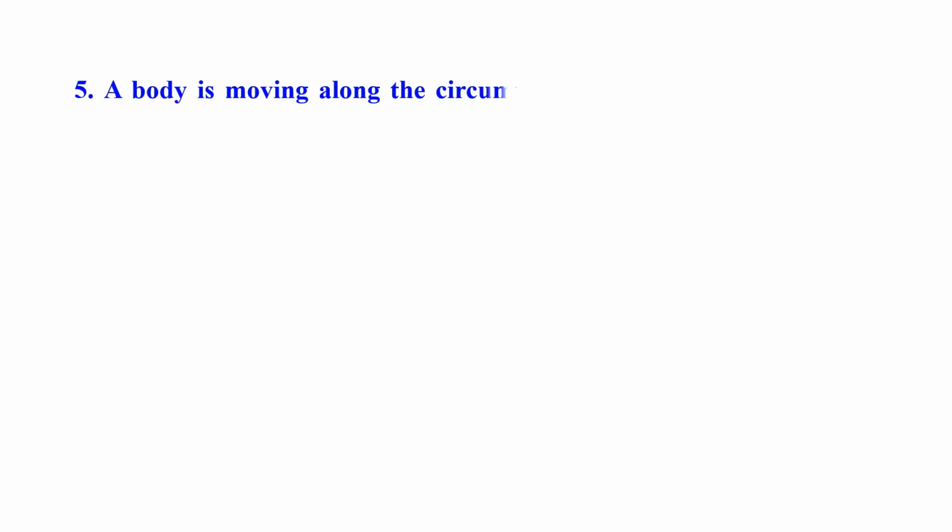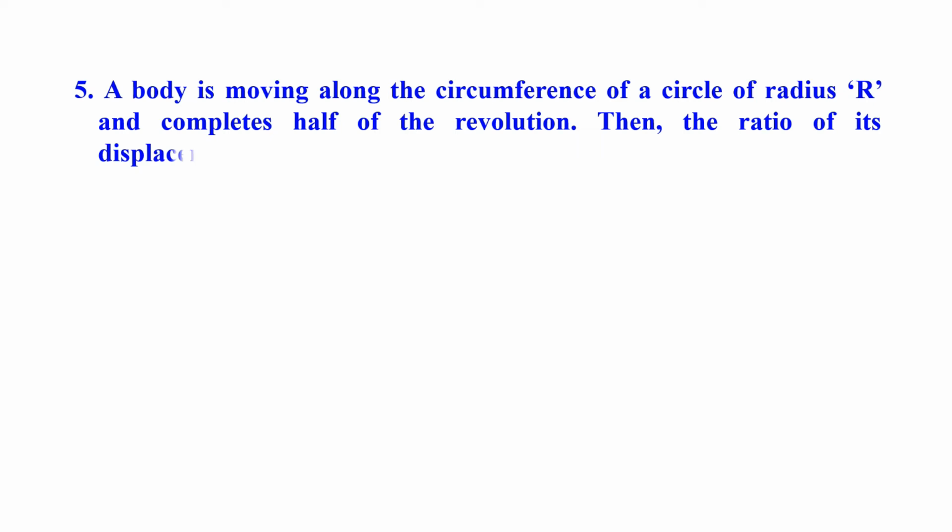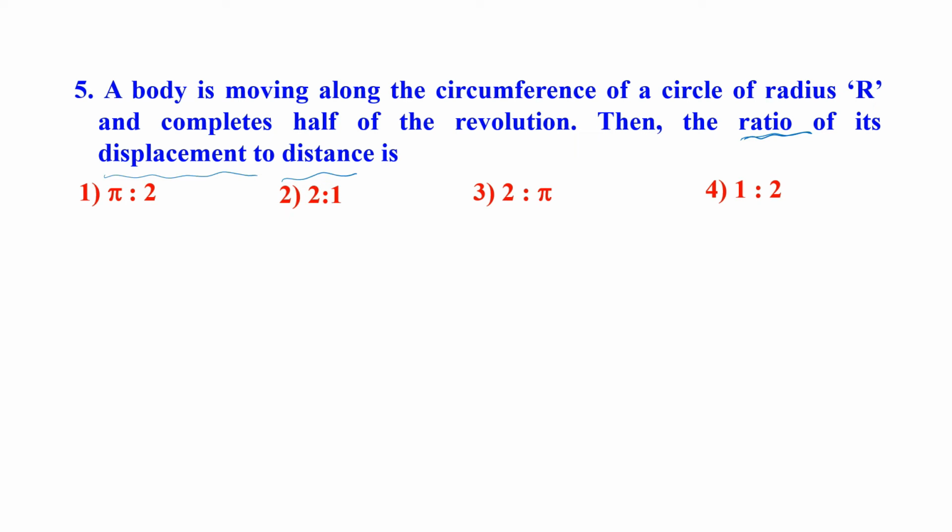Next, a body is moving along the circumference of a circle of radius r and completes half of the revolution, then the ratio of its displacement to distance is. Here radius is r and the body is completing half revolution, then we have to calculate the ratio of displacement to distance. Pi is to 2, 2 is to 1, 2 is to pi, 1 is to 2. Let us go to the solution.